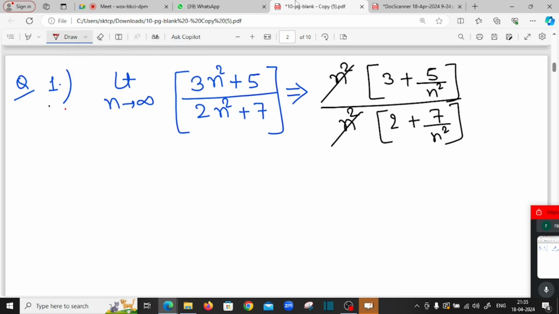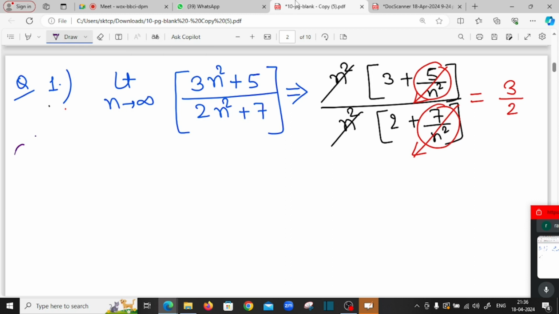When you apply the limit and put the value of n, this will tend to 0, because something upon infinity is 0. So overall your answer will be 3 upon 2. Is it okay?